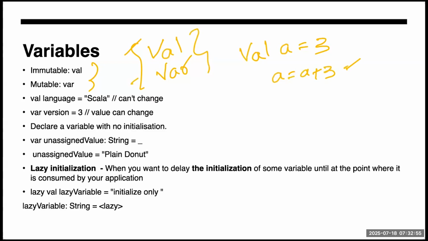But if you write the same program with var a equal to 3 and then write a equal to a plus 3, it will return the result as 6. So val is immutable, you cannot change it. But var is mutable, which you can change.